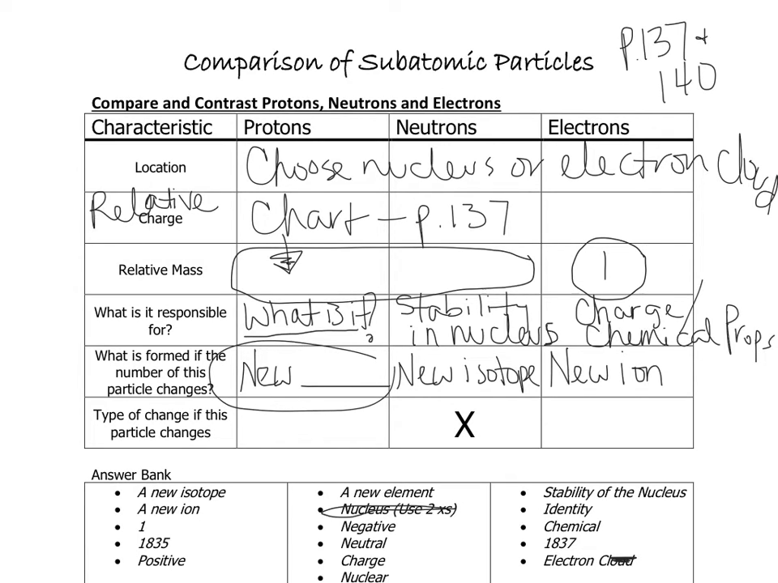And the type of change, this one is, you're not going to fill that one out. One of these is a chemical change, and one is a nuclear change. And I want you to think about the proton and the electron. Which one is in the nucleus, so which one would give you a nuclear change if you change it. And then you're also going to use that clue that I told you about a little bit before to help you make this decision.